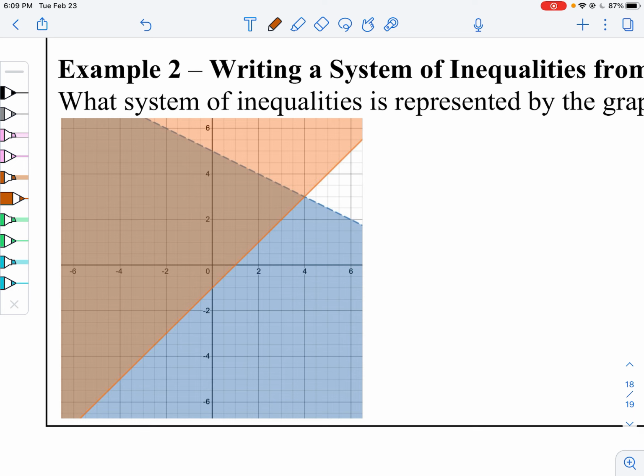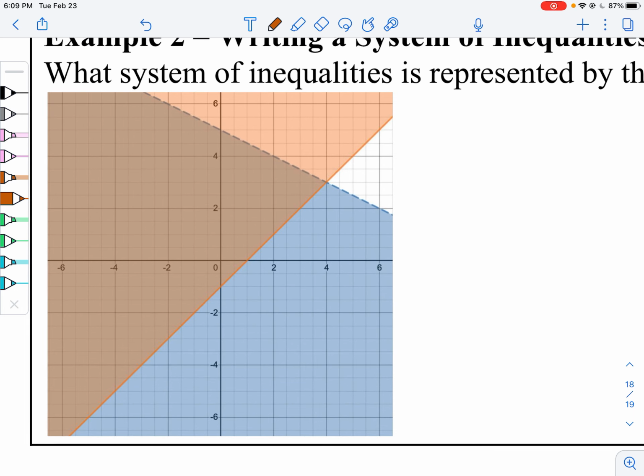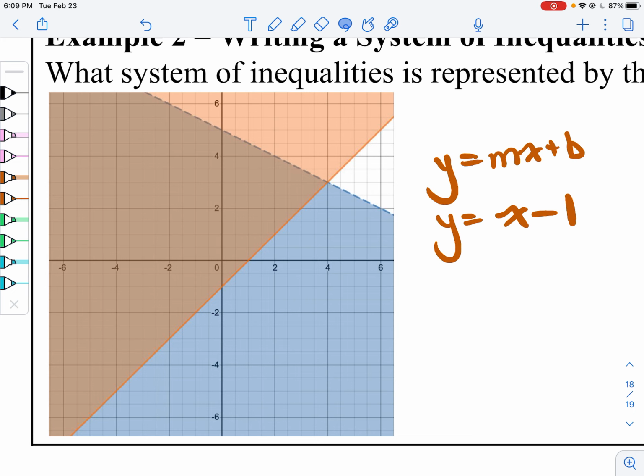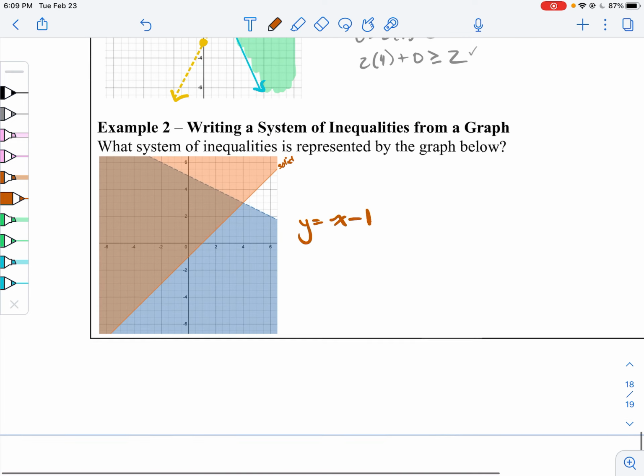When I look at this orange line, I notice that it has a slope of 1. So I'm going to look at it like y equals mx plus b. It's got a slope of 1, and its y-intercept down here is negative 1. Y equals x minus 1. Now that I've got that equation, I also see that it's a solid line. So it's either going to be greater than or equal to or less than or equal to because it's solid.